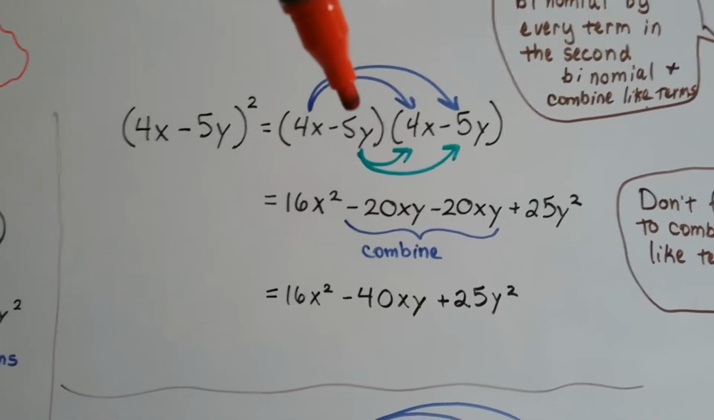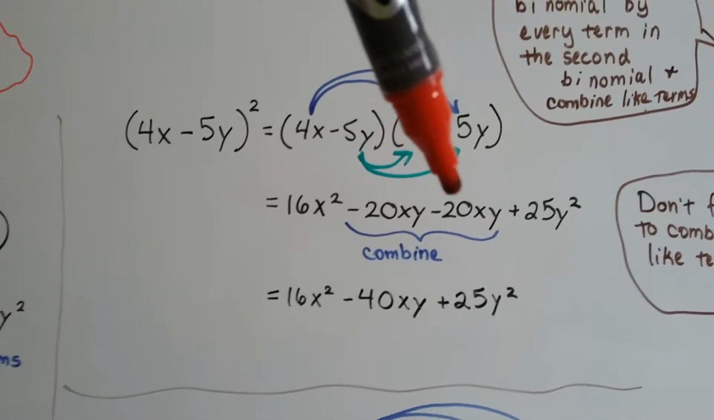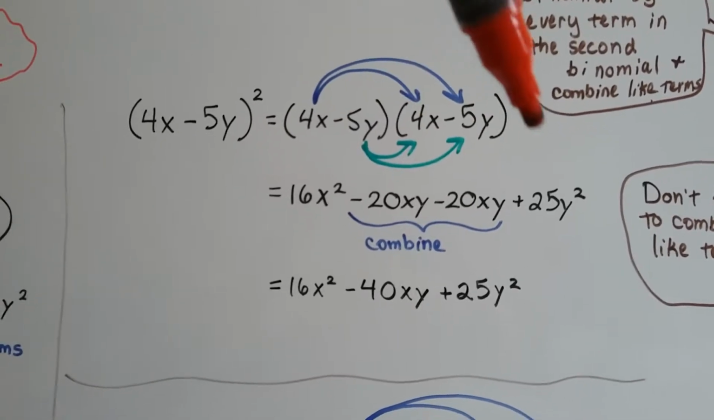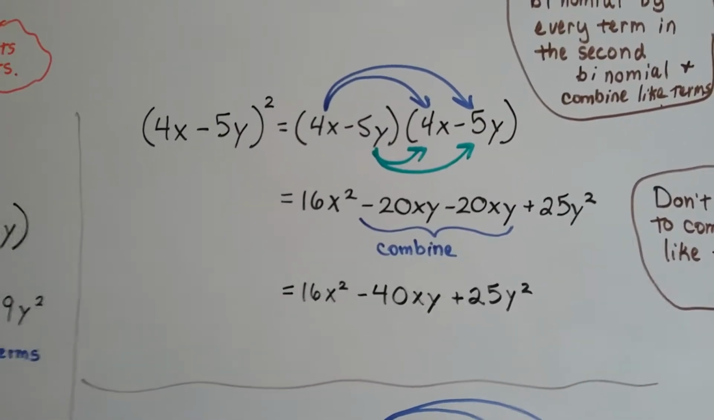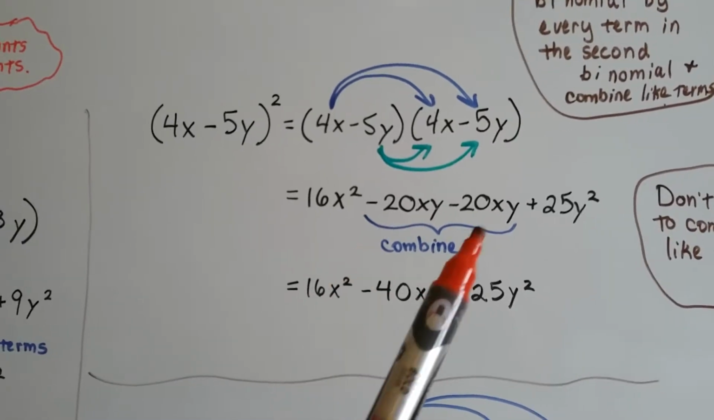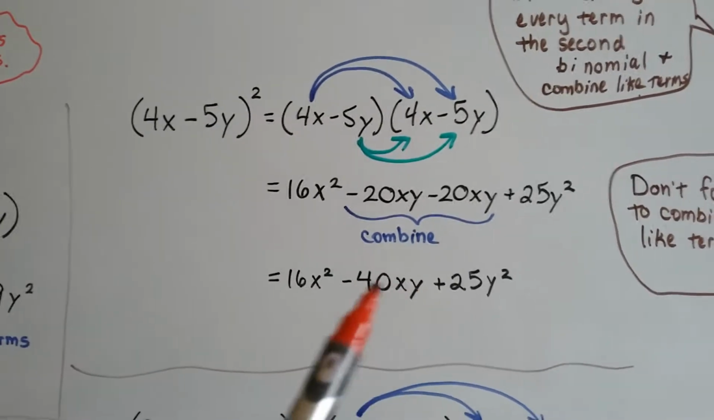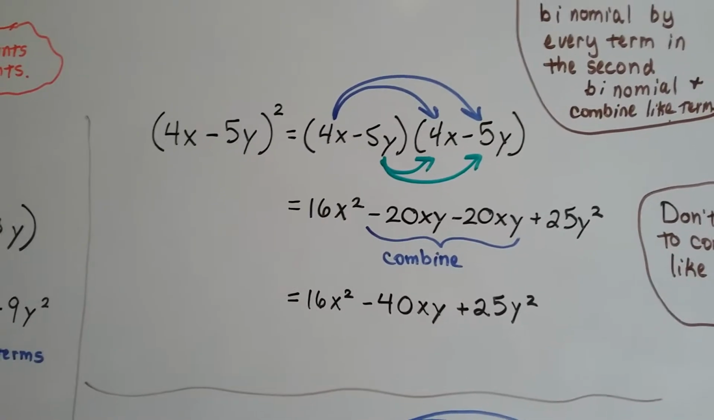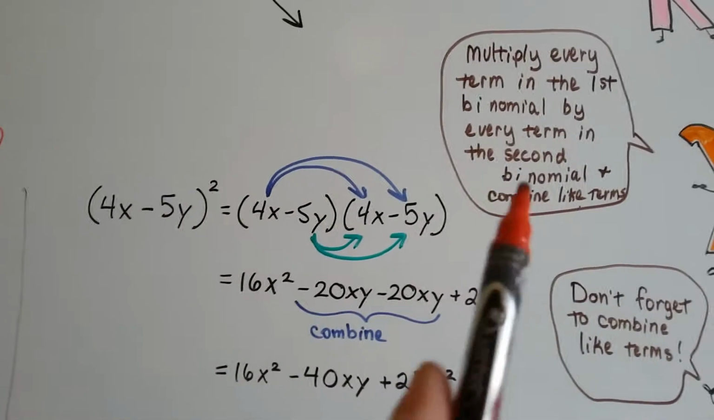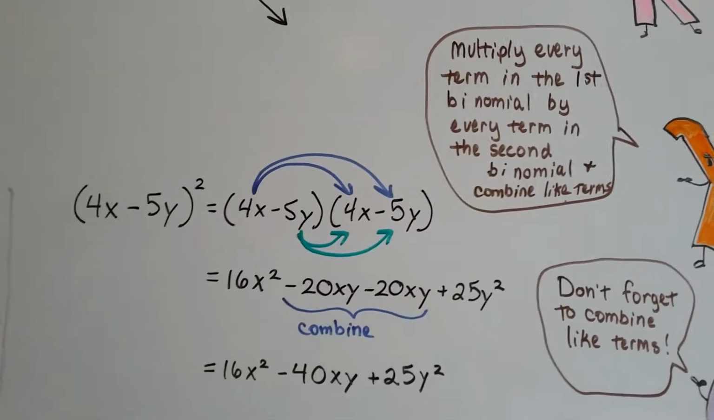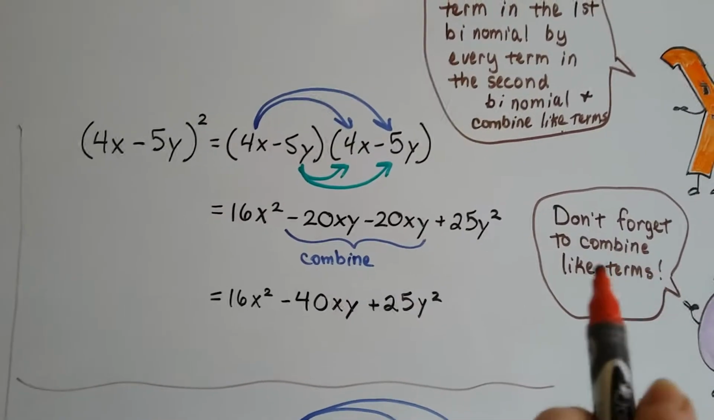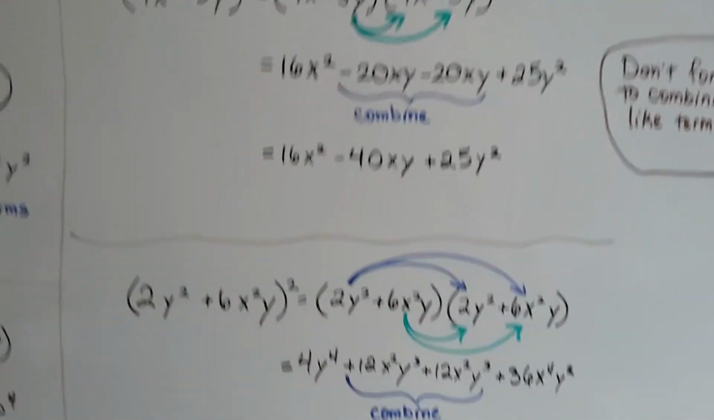We do it again here. Negative 5y times 4x gives us another negative 20xy. And a negative 5y and a negative 5y gives us a positive 25y squared. We combine these like terms and get a negative 40xy for the middle. And we've solved our binomial square. Just multiply every term in the first binomial by every term in the second binomial and combine like terms. Just don't forget to combine the like terms, okay?